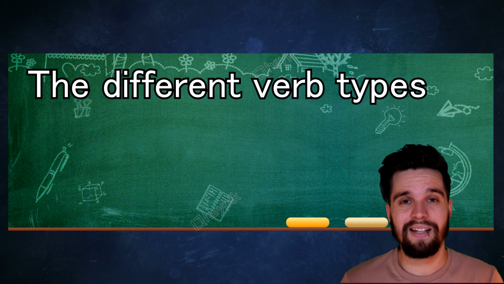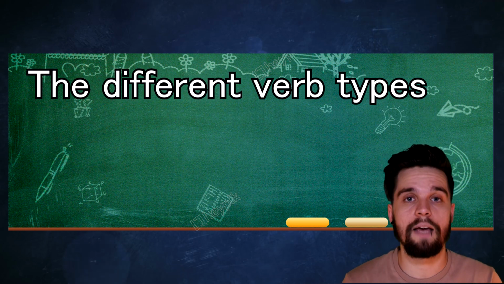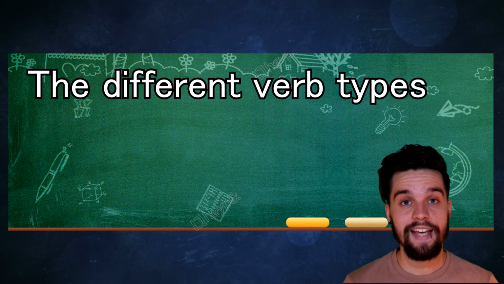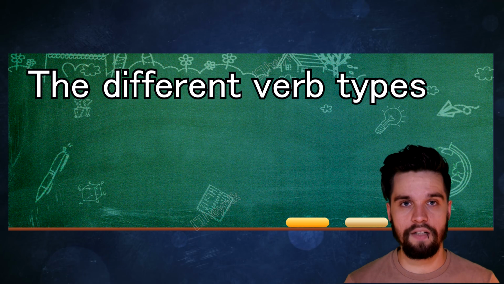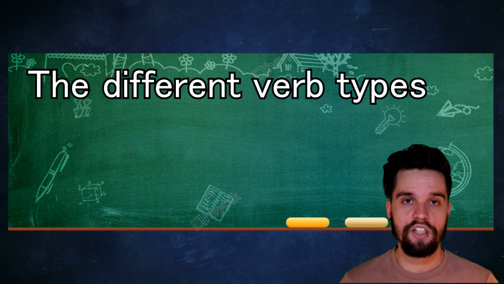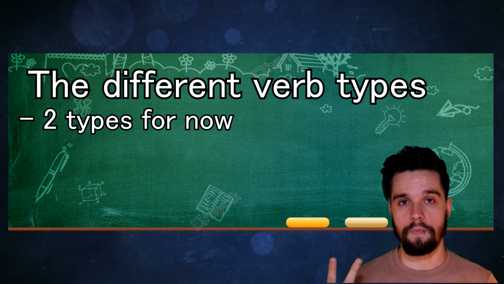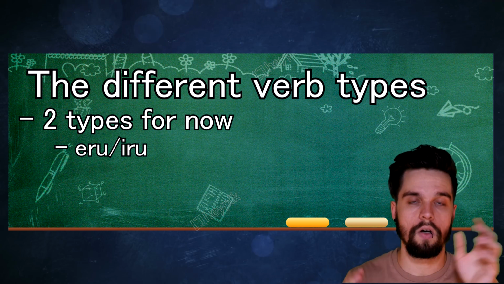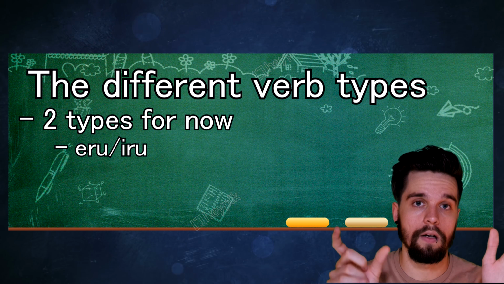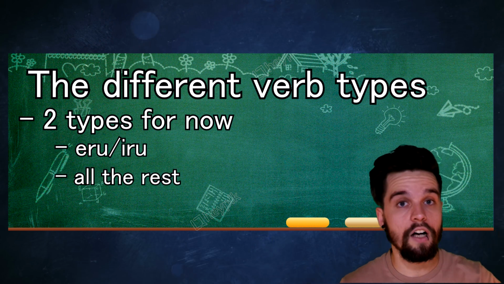Before we can go into any examples though, I want to talk about the different types of verbs. Now, depending on the textbooks or the study material you are using, the explanations always differ a little bit. The way I learned it and which I feel is most intuitive and easy to learn is that there are two different types of verbs. There is eru and iru verbs. So that means the verb ends on eru or iru. Then there are all the other verbs.